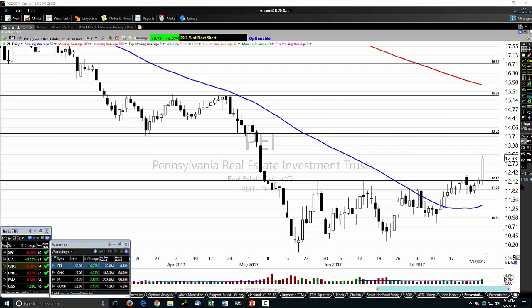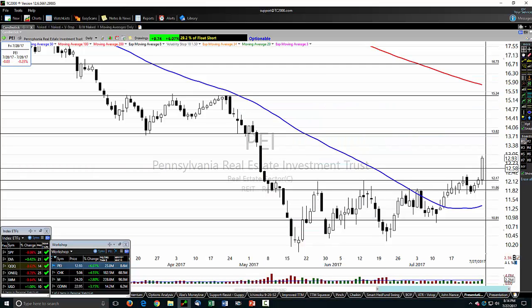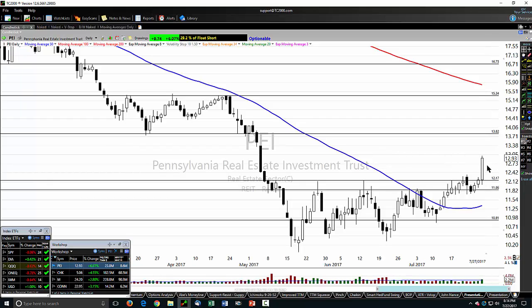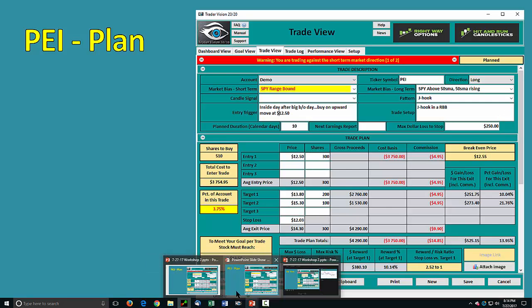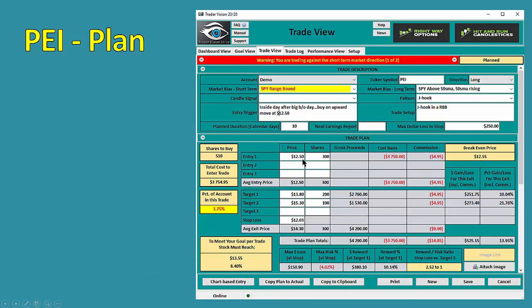On that chart, I'm looking for a 1250 entry, someplace in here. So I'm looking for a pullback off of this big run-up day. What I'm telling me is that I've got a J-hook pattern, and that J-hook is within an RBB, and we've now broken out of that J-hook.